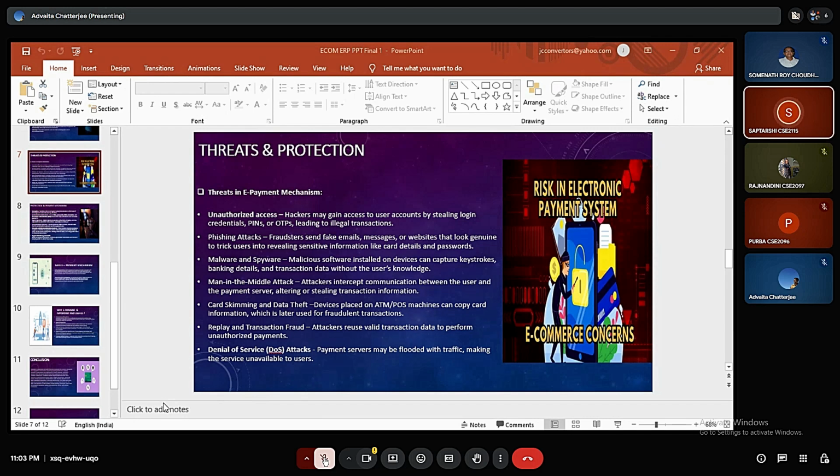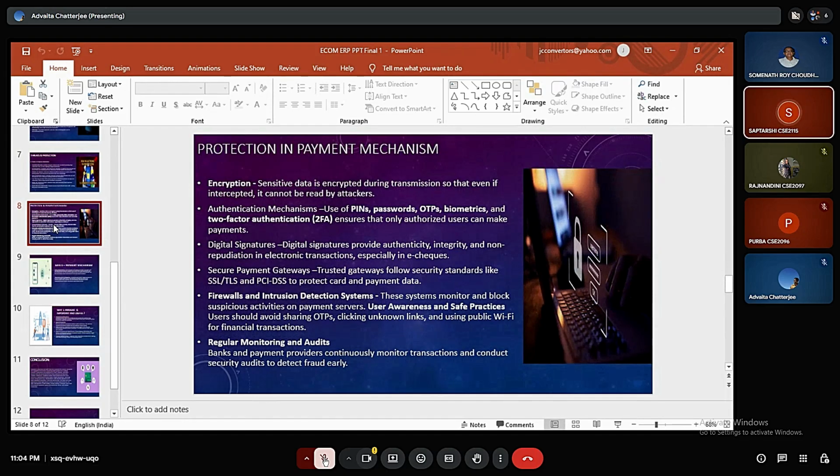There are also replay and transaction frauds, where valid transaction data is reused for unauthorized payments. Finally, denial of service attacks overload payment servers, making services unavailable to genuine users. Next slide.